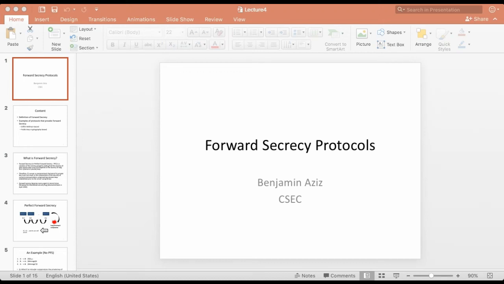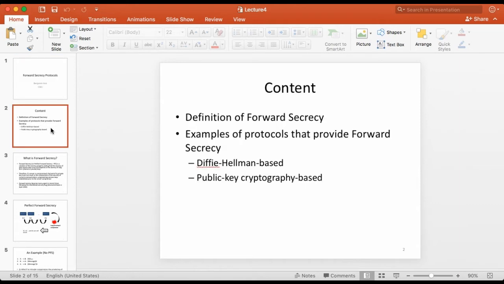Hi, and welcome to this new lecture in computer security. In today's lecture, we will talk about a new class of protocols, protocols that provide for us a specific property. This time, the property is forward secrecy. So we call this class of protocols the forward secrecy protocols.